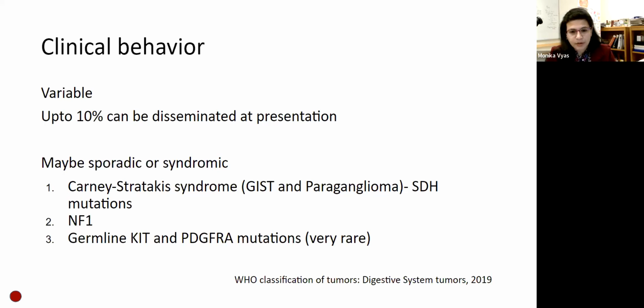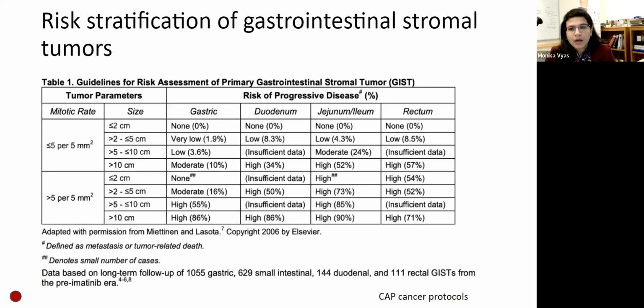So the risk stratification of gastrointestinal stromal tumor is a big part of our pathology reporting. This is what our surgeons and oncologists are interested in knowing. What is the risk of progression?